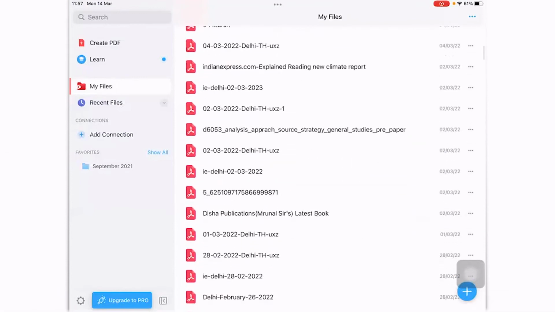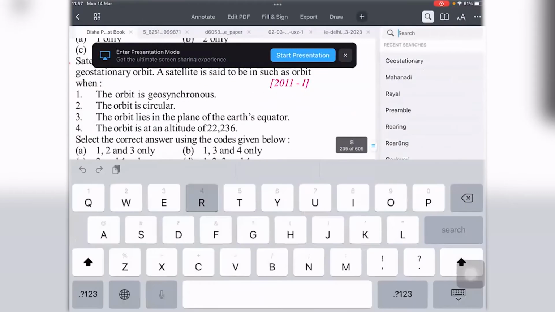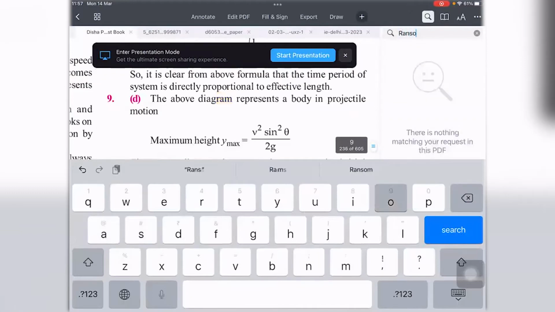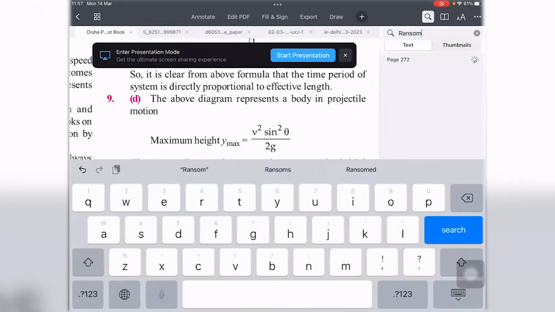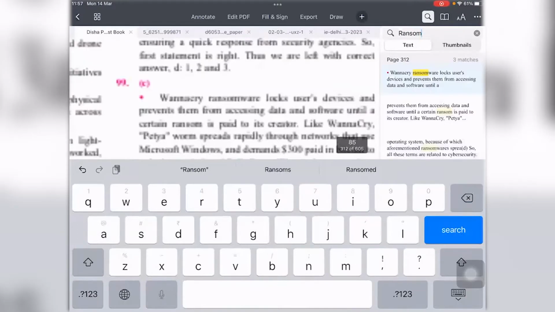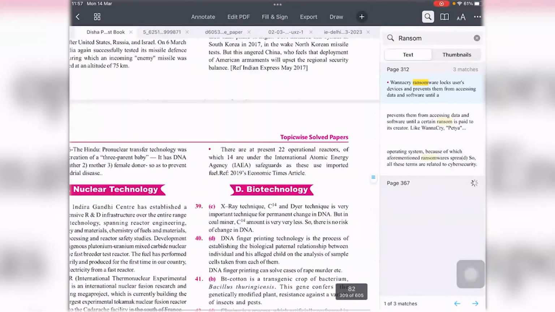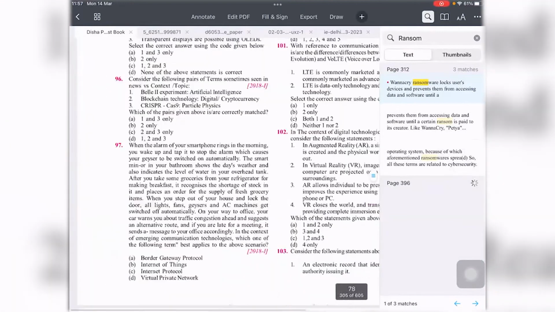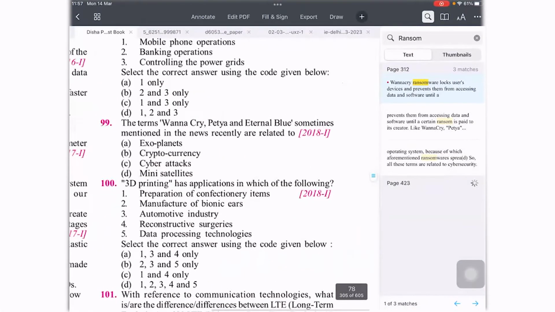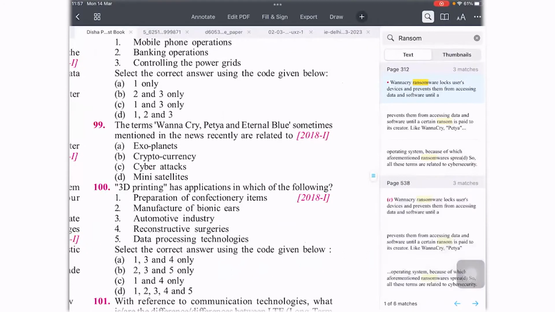Okay. Again, we will go back, open the book, and type something. There is a question, a very old question from 2018. Outdated. What are WannaCry, Petya, EternalBlue? These are all types of ransomware. Any new value addition?